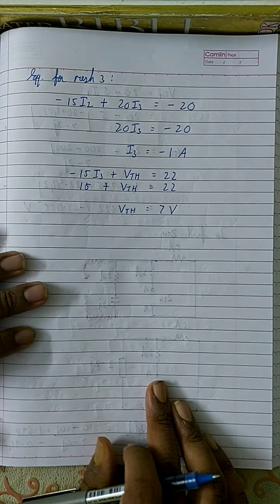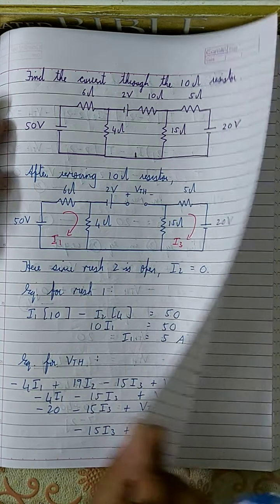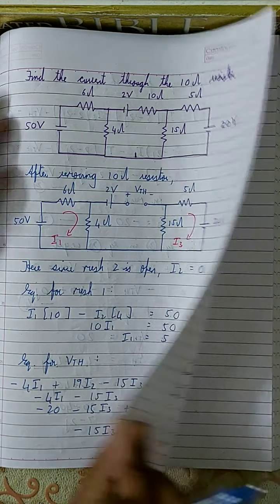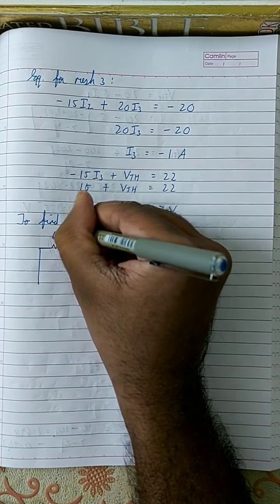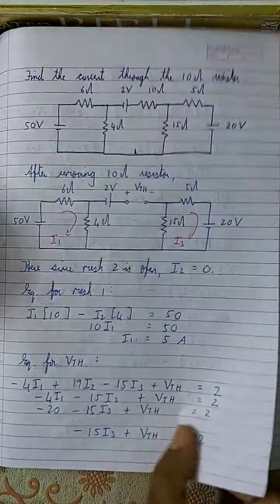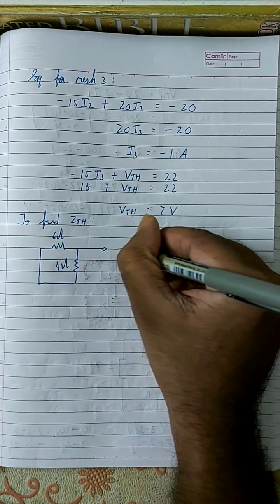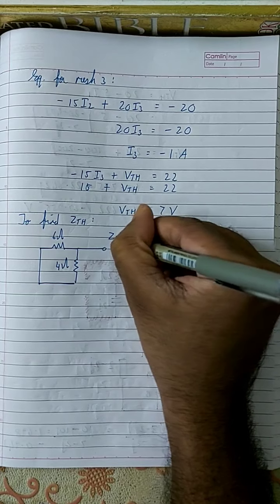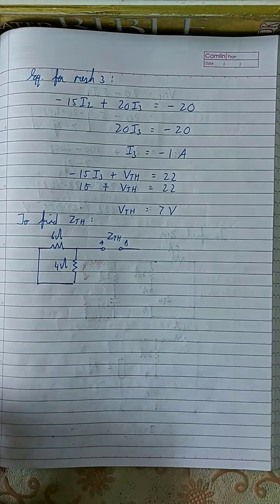Yeah, this is the circuit. Short this 50 volt, this 2 volt, and this 20 volt. So simply short all 3 of them. So what will you get? This will become like this. You have a 6 ohm resistor, then a 4 ohm resistor, then this is also a single short, a single connection. This is ZTH, okay, this is A, this is B, this is ZTH, the impedance between these 2 terminals.